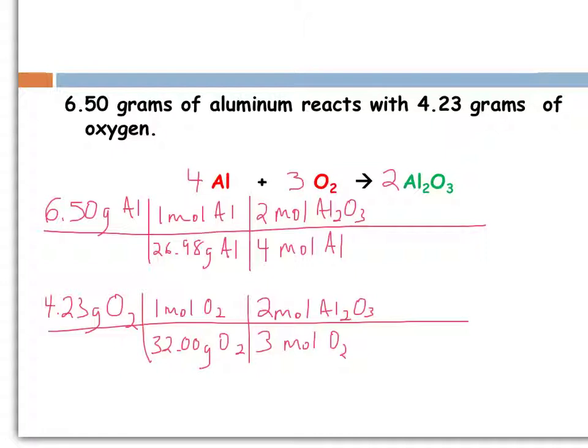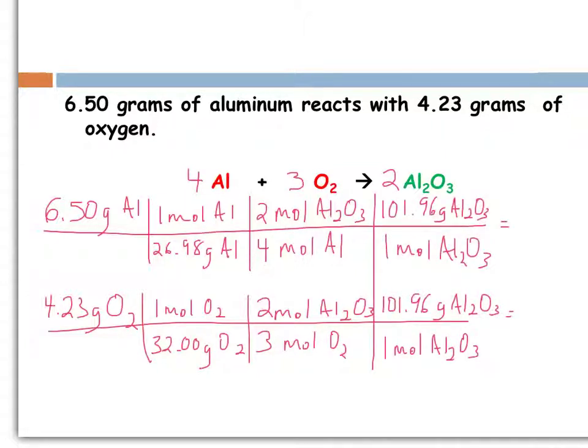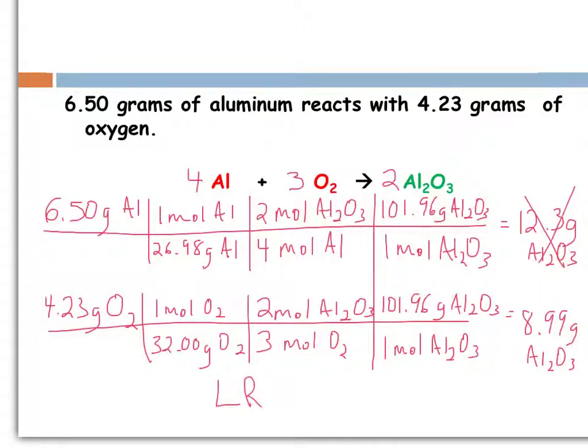And the final step is to do the molar mass of the product, aluminum oxide. We'll multiply across the top, divide across the bottom to come up with the two answers. While 6.50 grams of aluminum will yield 12.3 grams of product, the 4.23 grams of oxygen only yields 8.9 grams of product. Therefore, aluminum is our excess reactant, and our limiting reactant is the oxygen in this example. I hope that helps you with limiting reactant problems.